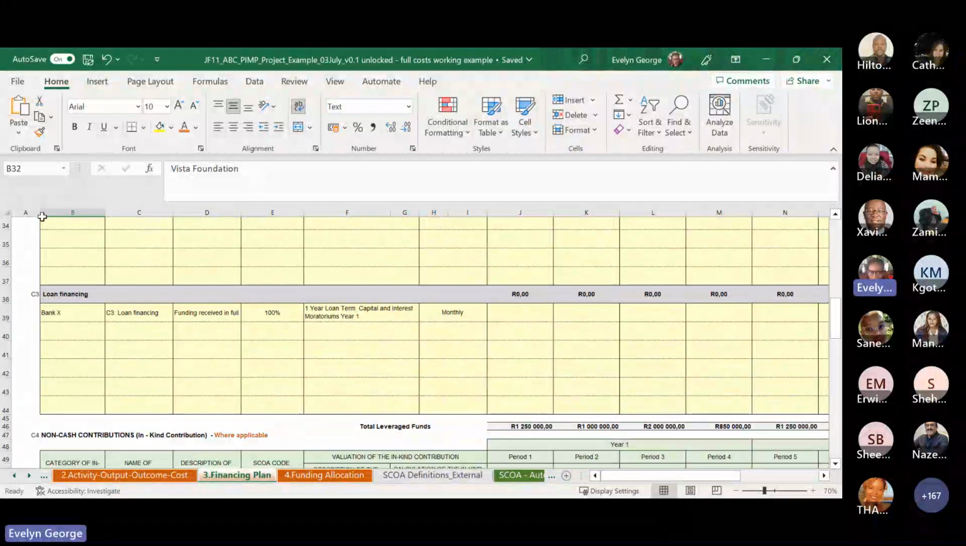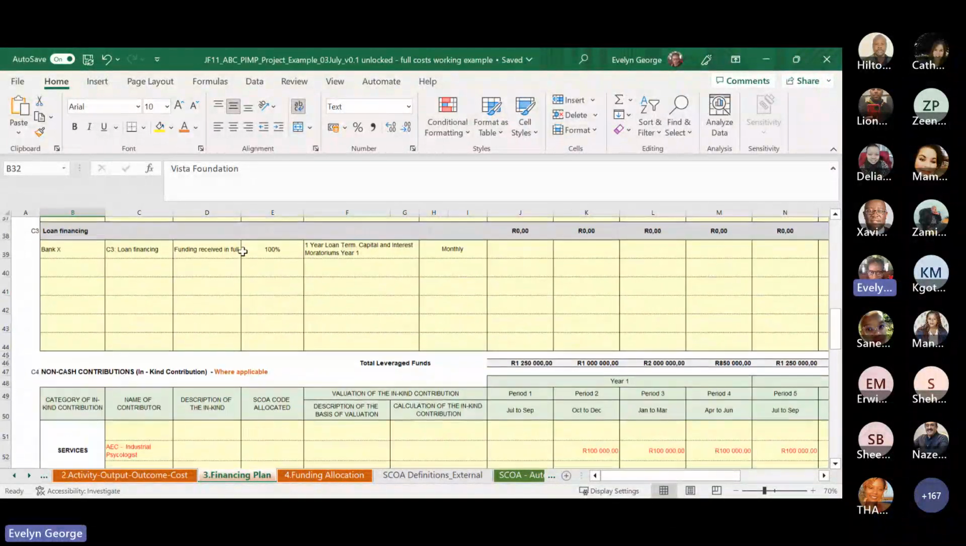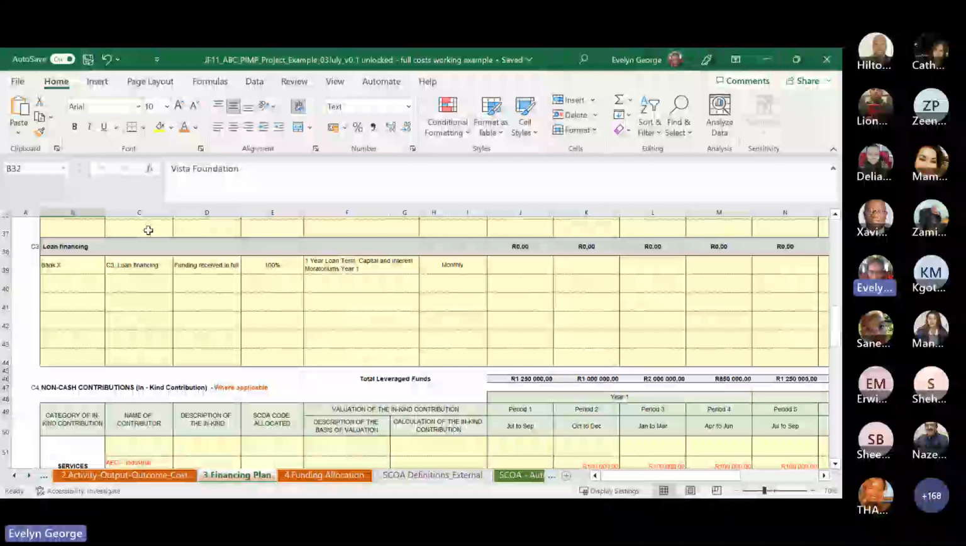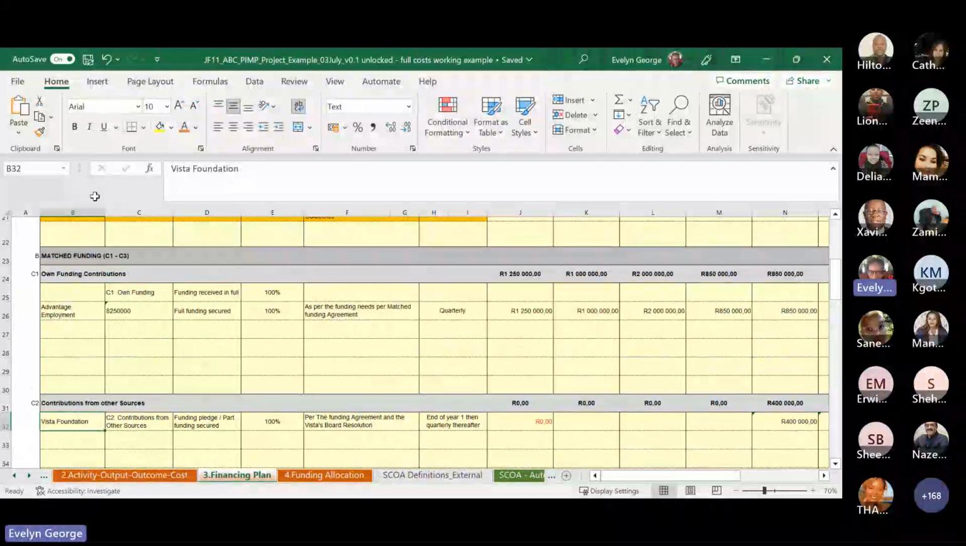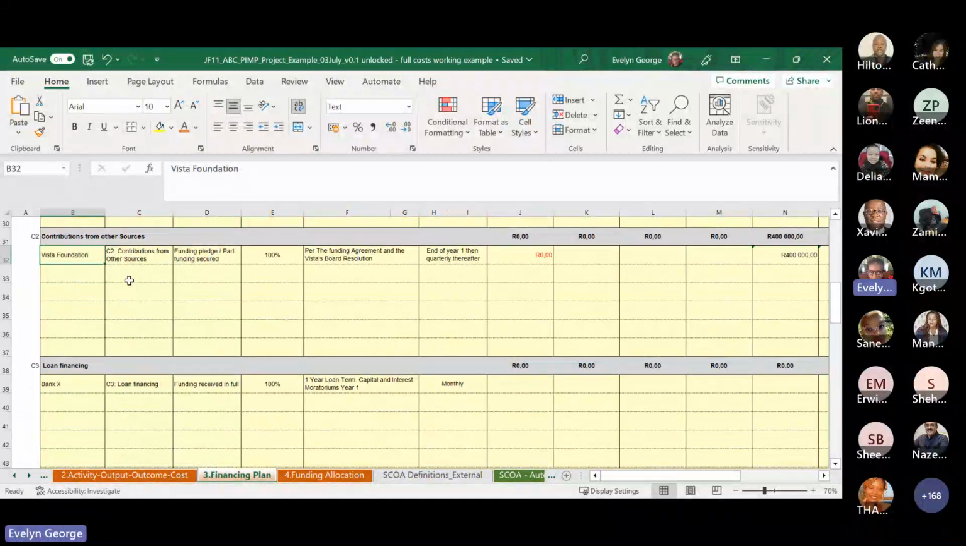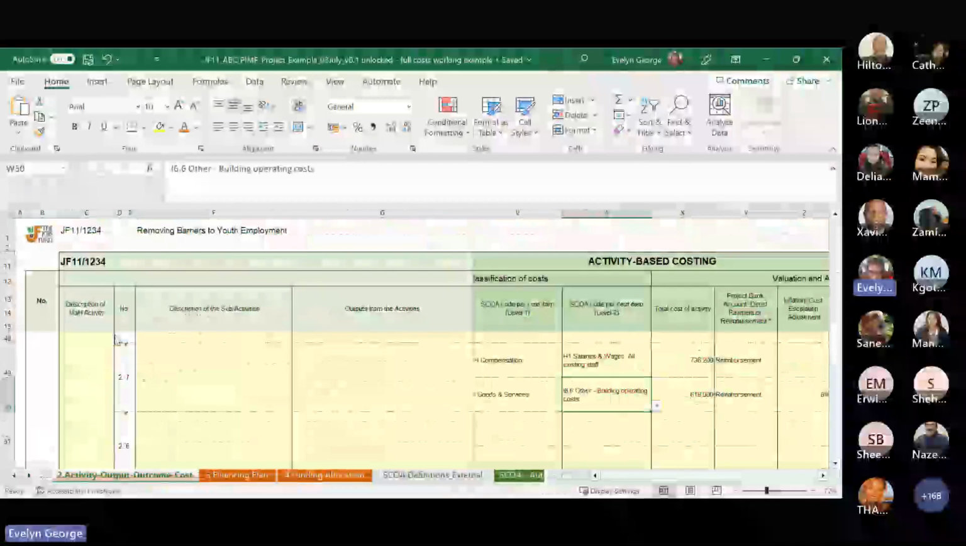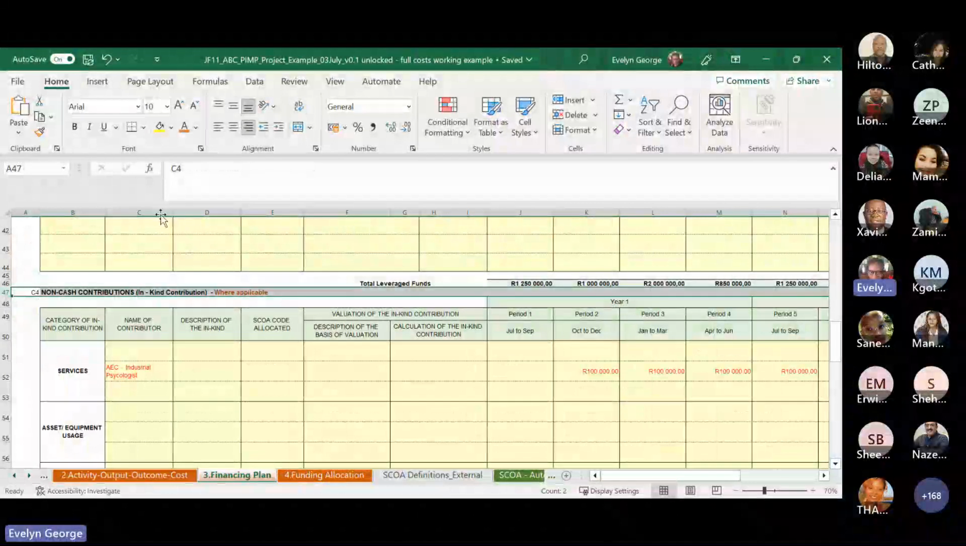So we don't have loan funding applicable to this project. If it was, then you'd also depict here how those drawdowns are planned to be coming in. Right, so that's on the match funding side. Then we said in-kind: we've expensed it on the cost side, so we need to bring it in on the income side.